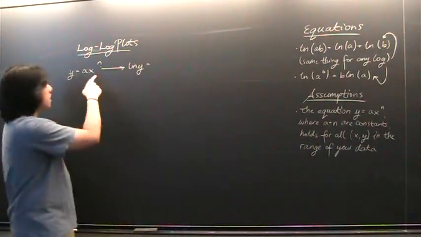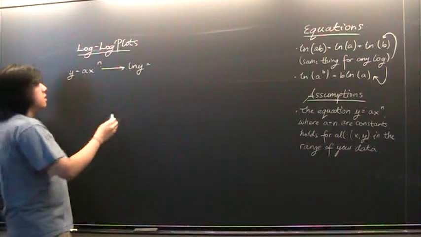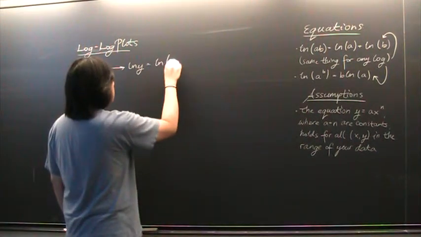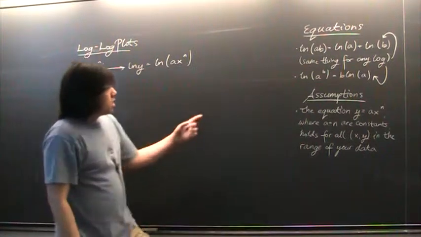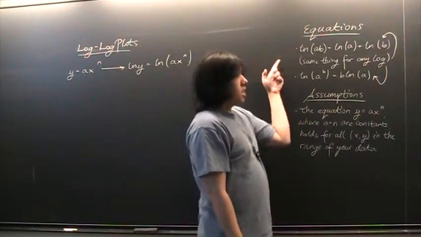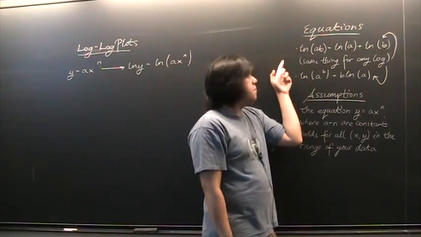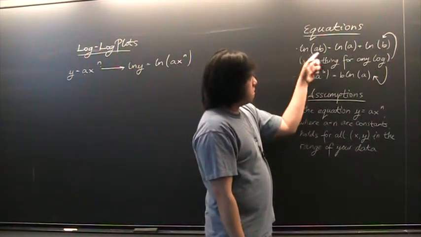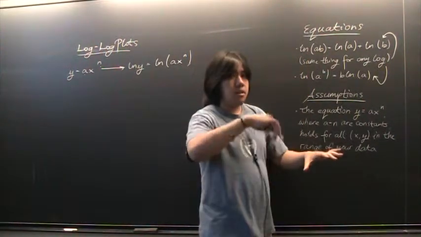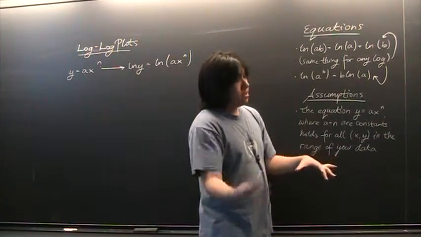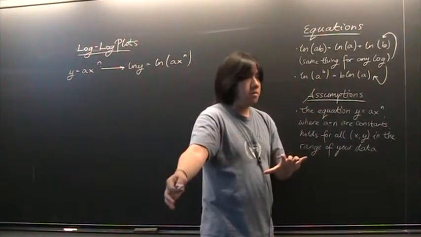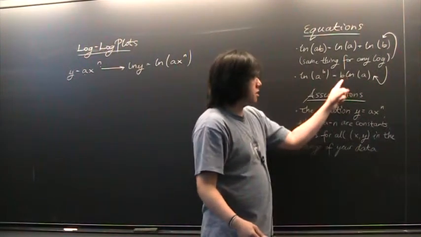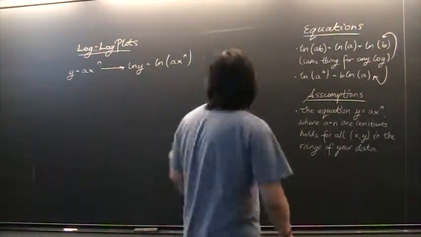So you have ln y is going to be equal to what? Well, it's going to be equal to the natural log of ax to the n. We then use our logarithm rules that you probably learned in Algebra 2 and Trig, where ln of ab is equal to ln of a plus ln of b. And also that when you have ln of something raised to another power, you can just bring the power down to give you b ln of n.